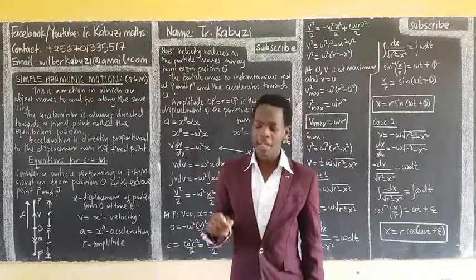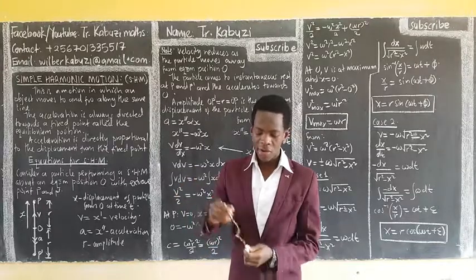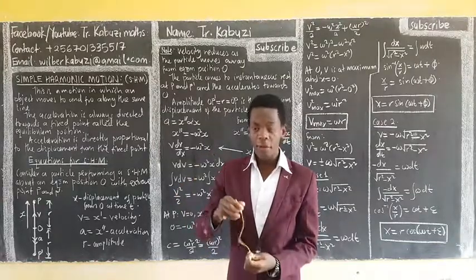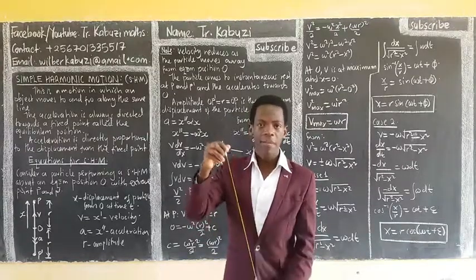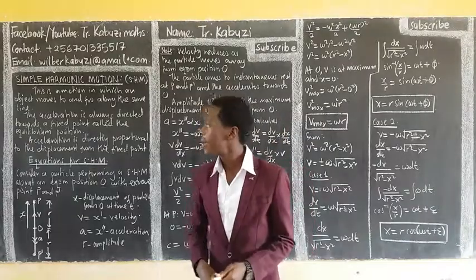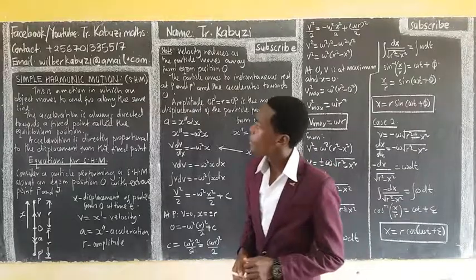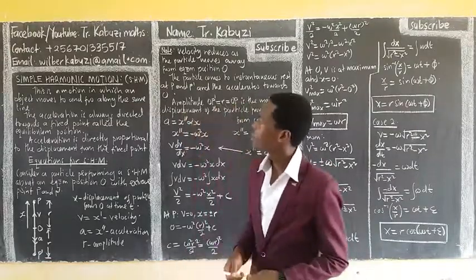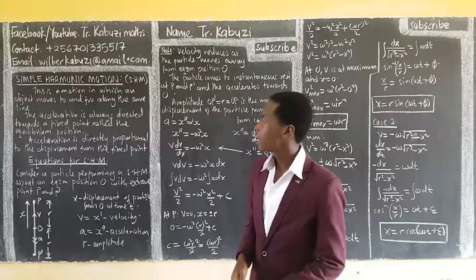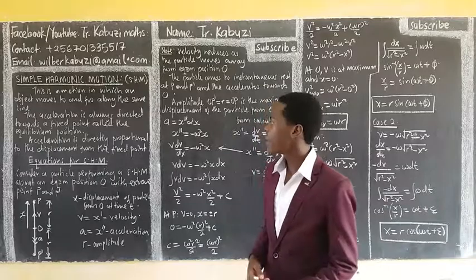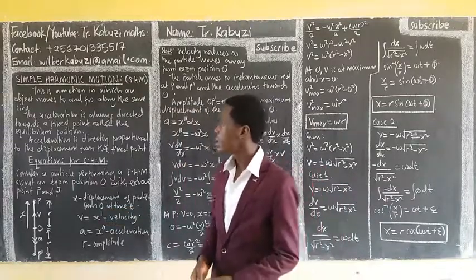It comes, it goes back, it comes, it goes back, okay? From the point where it started, it comes, passes it, goes back. So that object or that particle is describing what we call a simple harmonic motion. The acceleration is always directed towards a fixed point called the equilibrium position. Acceleration is directly proportional to the displacement of the particle from a fixed point.